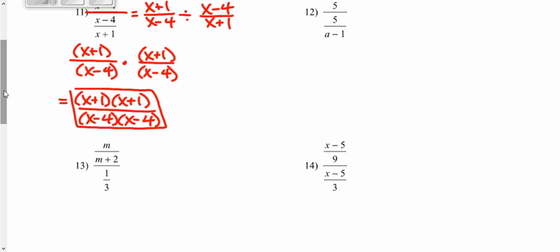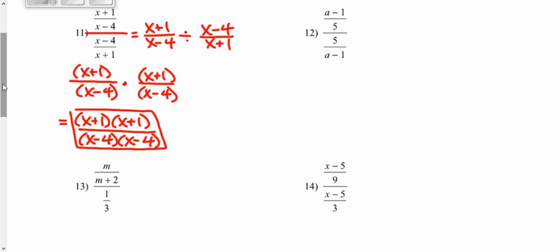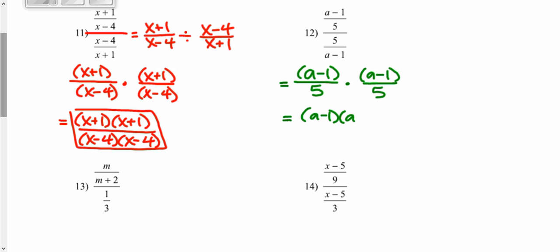So on number 12, if I rewrite this, I would have a minus 1, which I can't factor, over 5 times the reciprocal of the denominator. So that would be a minus 1 over 5. Again, I can't cancel anything out. It's just the same on the top and the bottom. So in the denominator, instead of doing 5 times 5, actually writing it, I'm going to go ahead and multiply them and say that's 25, just to clean it up a little bit.